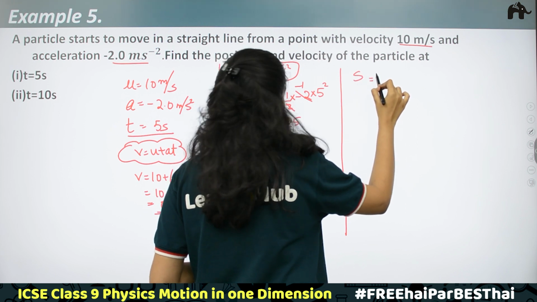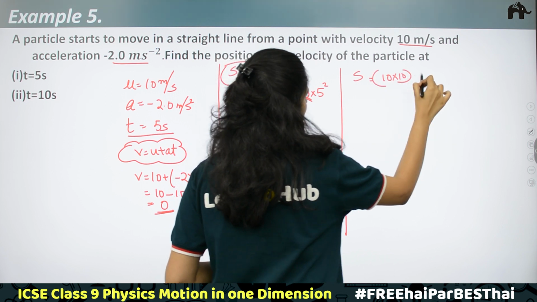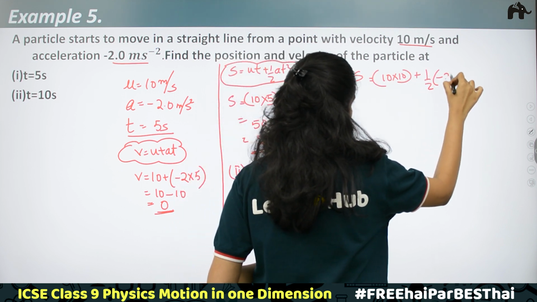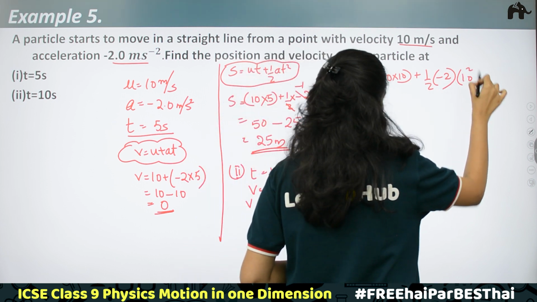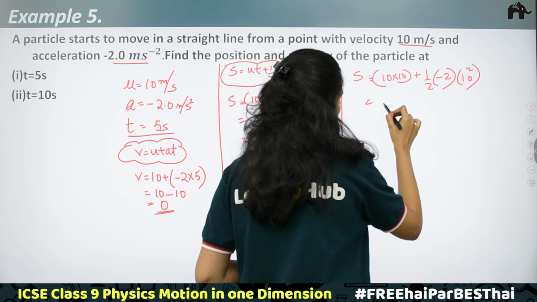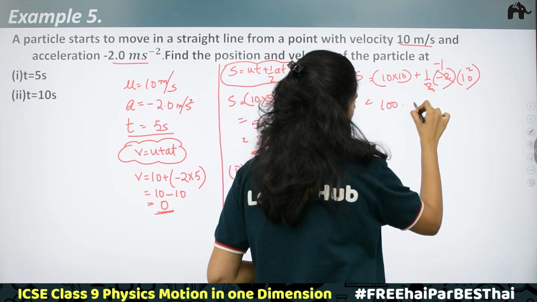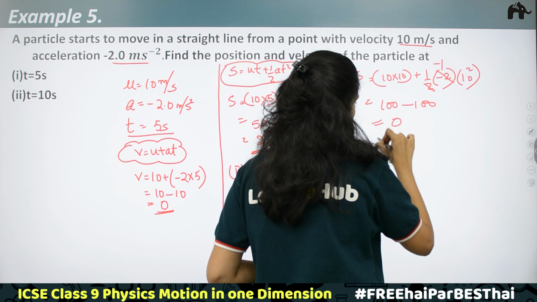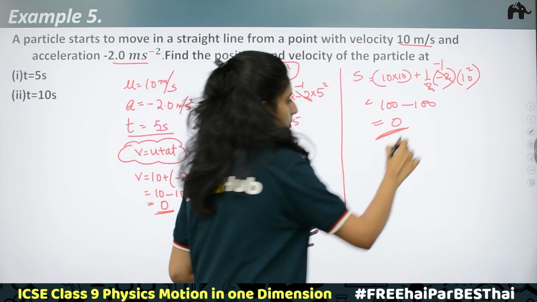s is equal to ut. Here 10 into 10 plus half into acceleration minus 2 into t square, that is 10 square, which is equal to 10 into 10, 100. 2 and minus 2 cancel, minus 1. So minus 100, that is 0. So the total distance travelled, or the displacement, will be equal to 0 meters.